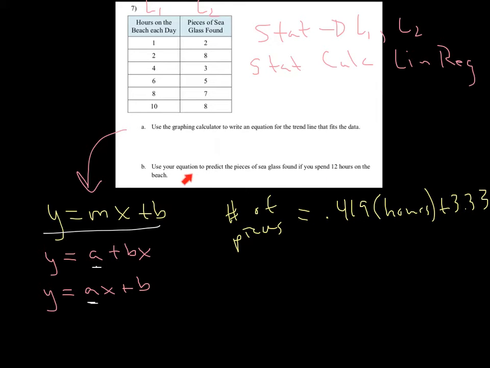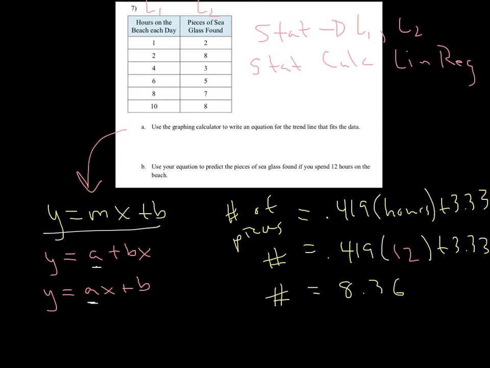But we're going to use the equation to predict what's going on at 12 hours. How many pieces of glass do you have? So that's set up like this. I'm just writing number: this is the number of pieces of glass found, because that's what I'm looking for. Predict pieces of glass times the 12 hours. After 12 hours, we're going to evaluate the right side. So the number of pieces of glass found is approximately 8.36 pieces of glass.